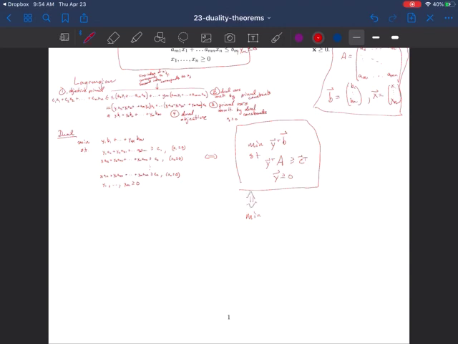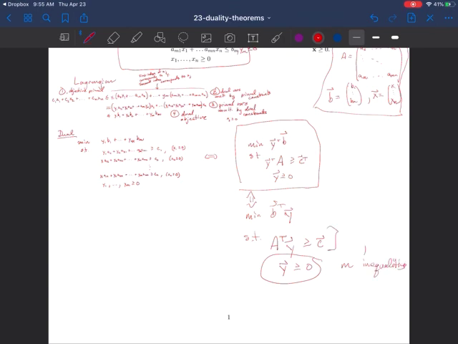Okay, welcome back to part 2 of the lesson. I'm going to note that this form is also equivalent to what you'll see on the next page, which is minimize b vector transpose y subject to A transpose y vector. I like to keep my y's consistently written, which is greater or equal to the c vector, and then y vector is greater or equal to 0.